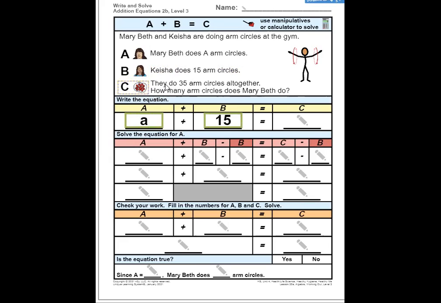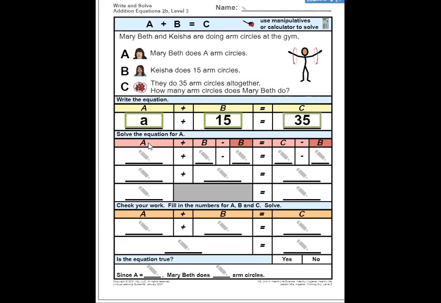C. They do 35 arm circles altogether. How many arm circles does Mary Beth do? Okay, what number do we have for C? 35. Very good. Uh-oh, sorry, that's Miss Robin. That's the order I hit it. I'm not hitting it quite in the right order.